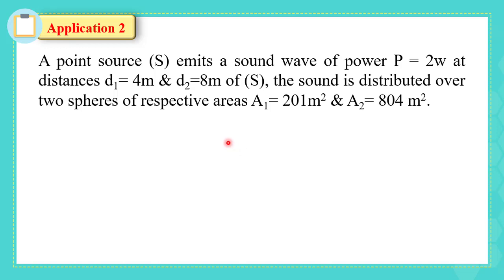Now, after defining the sound intensity, let's practice. We have a point source S that emits a sound wave of power P equal to 2 watts. At distances D1 equal to 4 meters and D2 equal to 8 meters from S, the sound is distributed over two spheres of respective areas A1 equal to 201 meters squared and A2 equal to 804 meters squared.